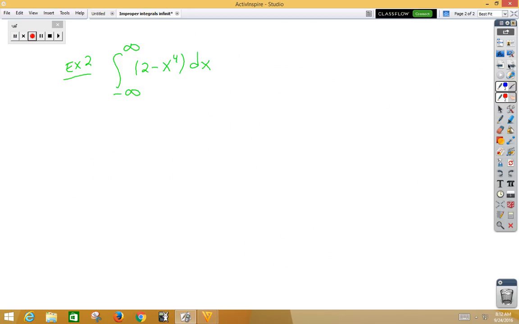Let's do one more example. So again, let's pick a convenient x value. Again, I'm going to choose 0. So we're going to rewrite this as the integral from negative infinity to 0 of 2 minus x to the 4th dx, plus the integral from 0 to positive infinity of 2 minus x to the 4th dx. Again, if either one of these diverges, the entire problem diverges.